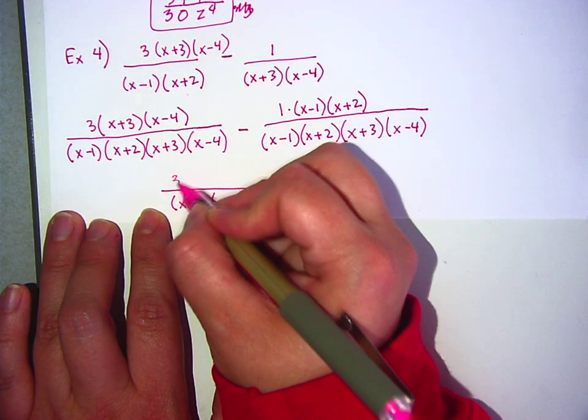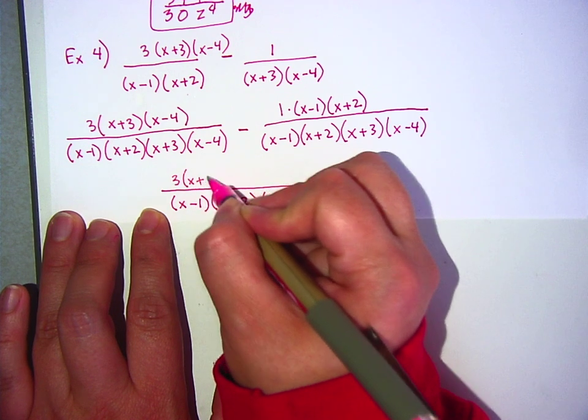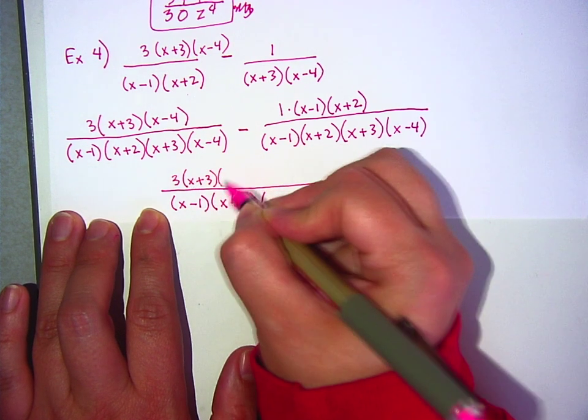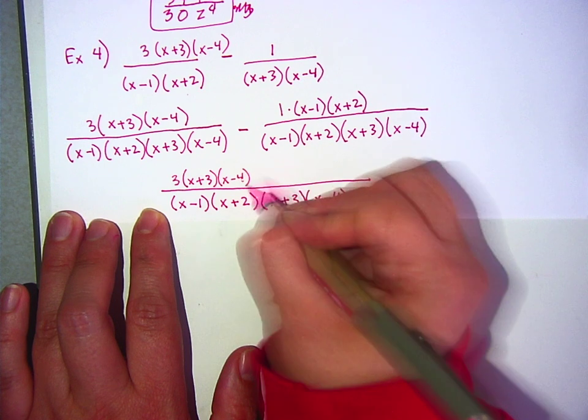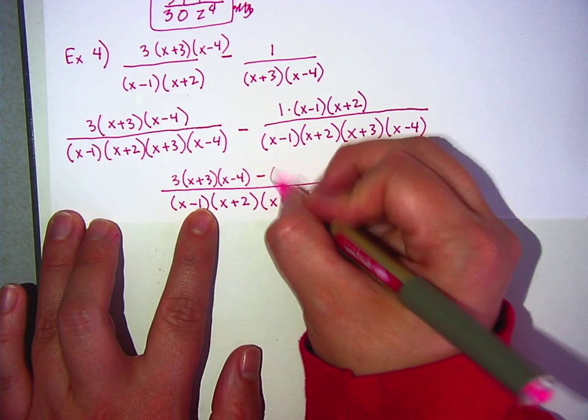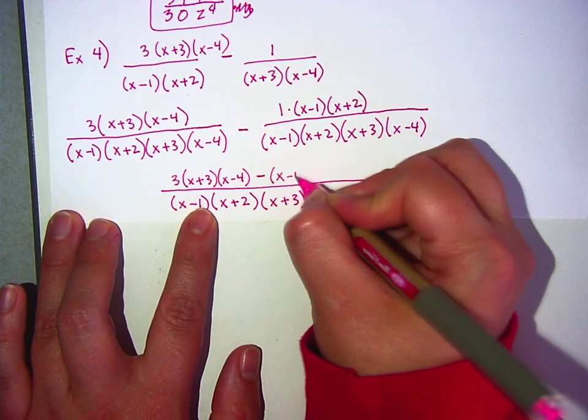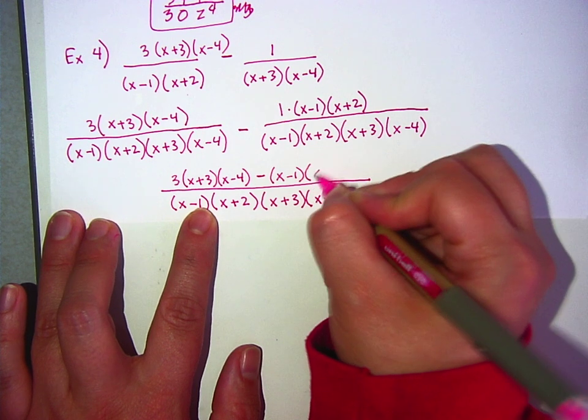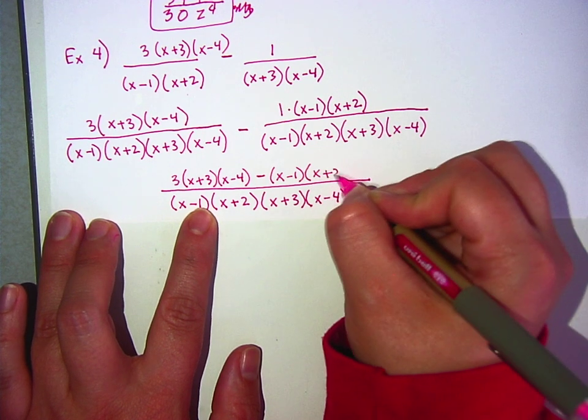And then it's 3 times this stuff. Minus 1 times this stuff. And now we actually are going to put it into a foil or a box.